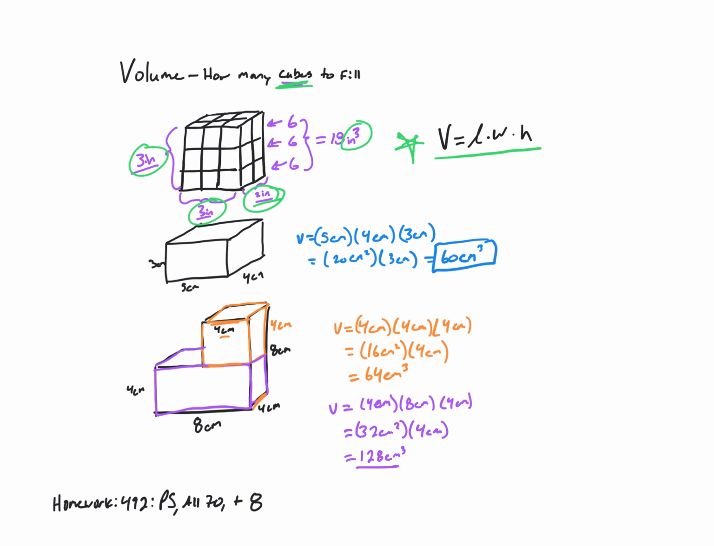But they didn't ask for the volume of just the orange or just the purple. They asked for the volume of the whole thing. So I have to add those two together. 128 plus 64: 8 plus 4 is 12, 6, 7, 8, 9. So 192 centimeters cubed is the volume of that big thing there.